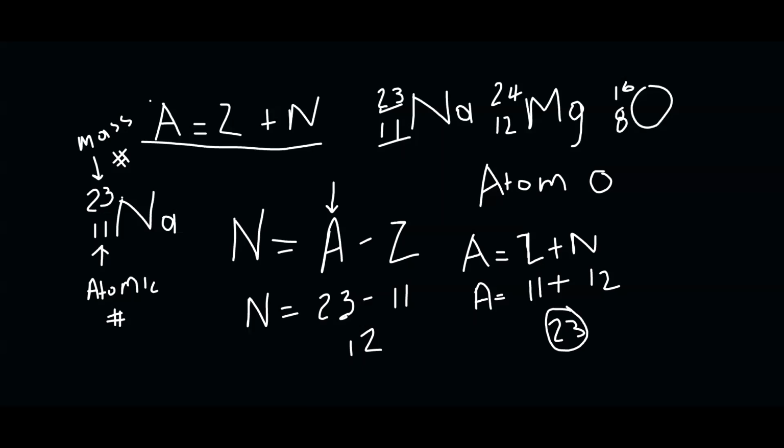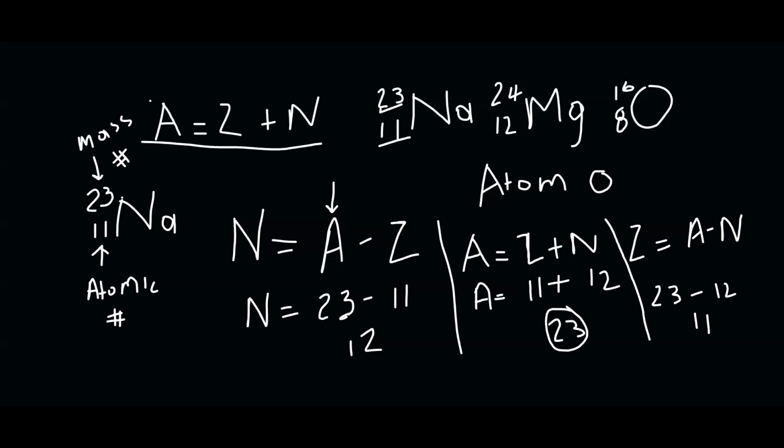And it's the same thing if we weren't given the atomic number but we have the neutron number. Remember, the atomic number equals A minus N, which in this case would be 23 minus 12, which would give us 11. So that would be the atomic number, the neutron number, and the mass number for sodium.